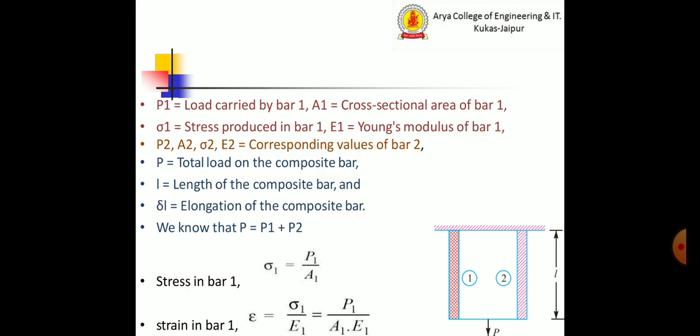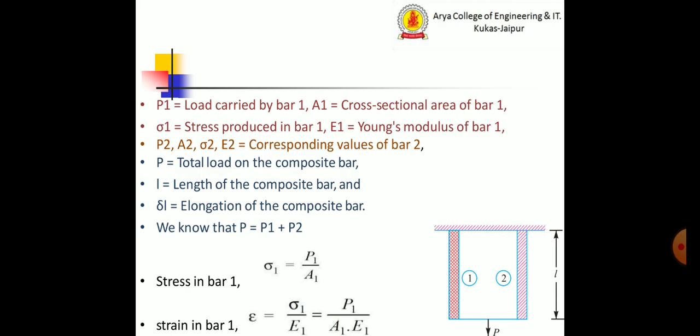P1 is the load carried by bar 1, and suppose A1 is the cross-sectional area of bar 1. Sigma 1 is the stress produced in bar 1 and E1 is the Young's modulus of bar 1. P2, A2, sigma 2, E2 are the corresponding values of bar 2. Let P be the total load on the composite bar, L the length of the composite bar, and del L the elongation of the composite bar.